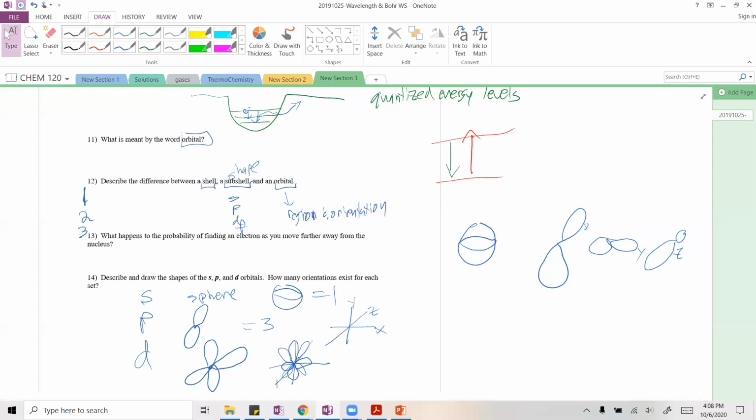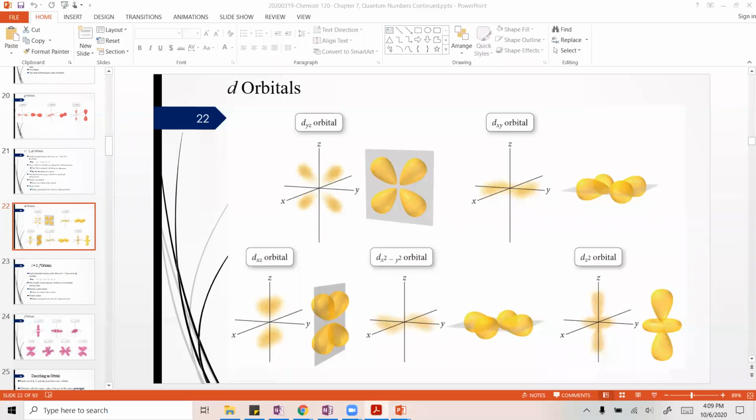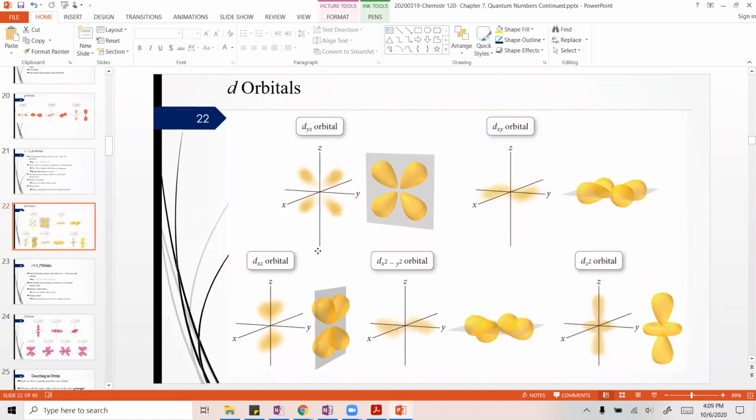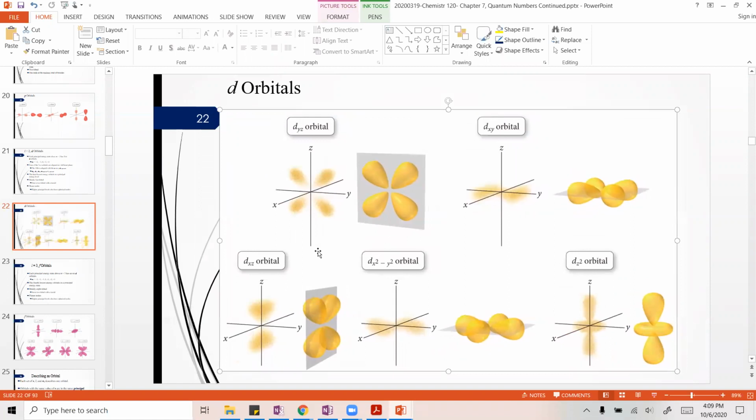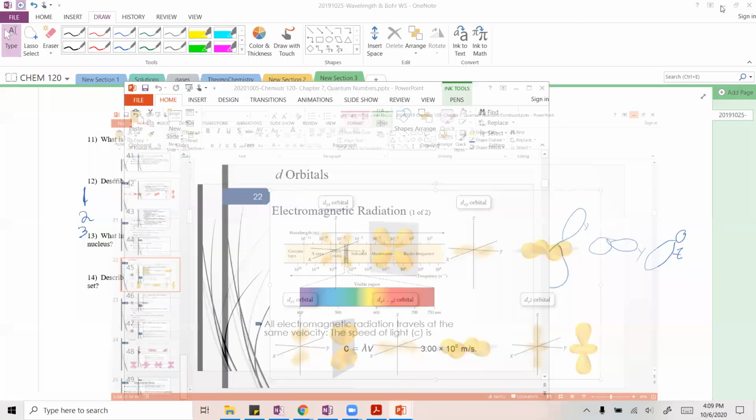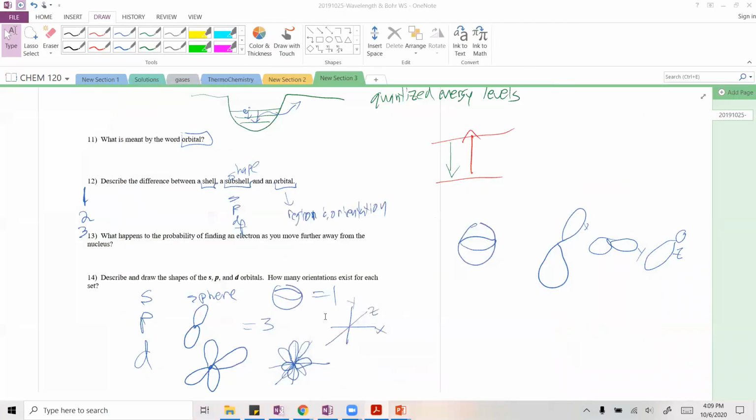So instead of me drawing them, I'm just going to show you the picture of the d orbitals. This is an example of the d orbital shapes. You can see how they take orientation along those planes, kind of filling in those gaps. There are 4 of them, 1 for each of the planes, and then the last one is a dumbbell with a ring around the middle, like a donut. So that's our d orbital shapes.